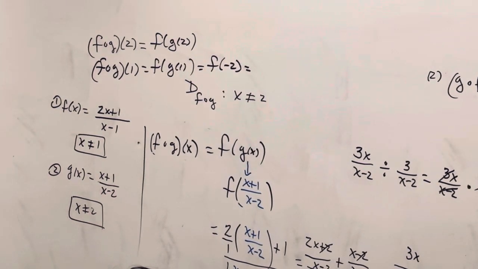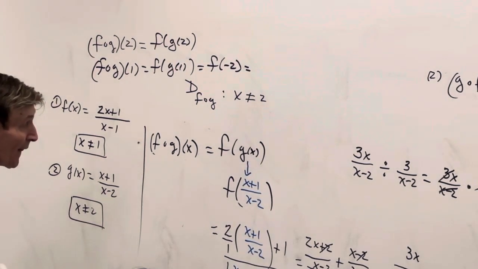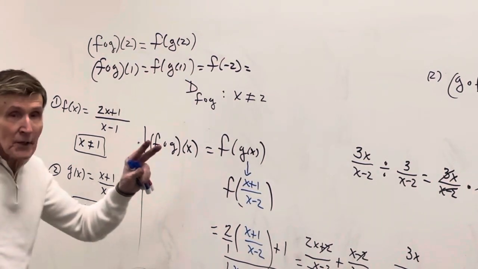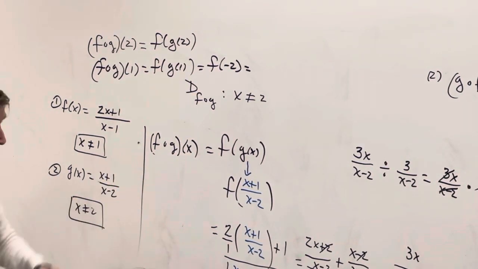Mr. Park, June, do you see any other restrictions on this one besides X can't be 2? A little tricky. Yeah, June, go for it. Since X cannot be 1 in F, and we put g of x inside the f, I think g of x should not be equal to 1. Oh, I got you now.